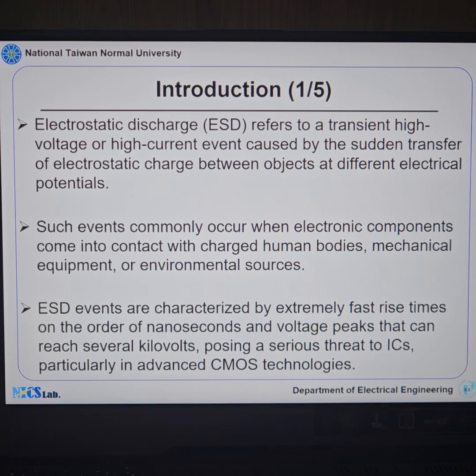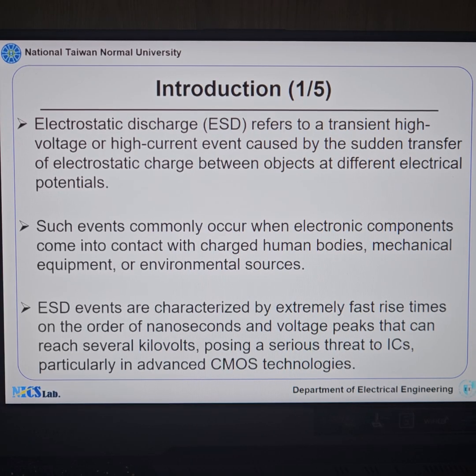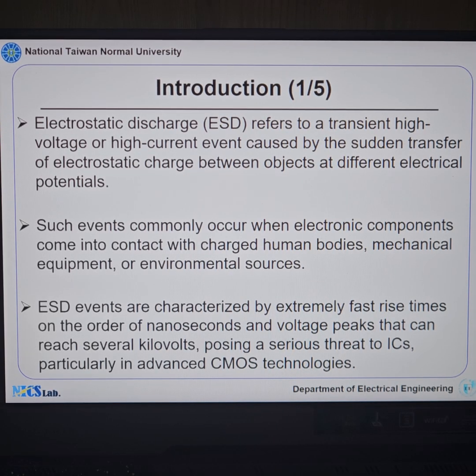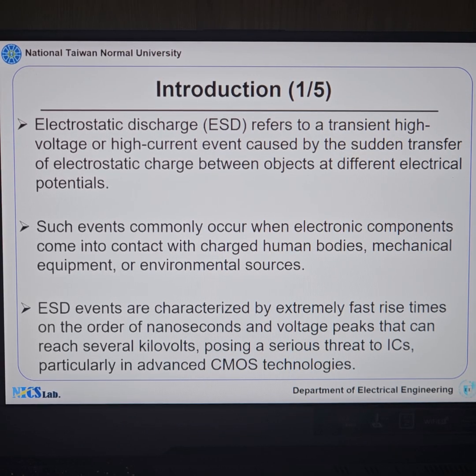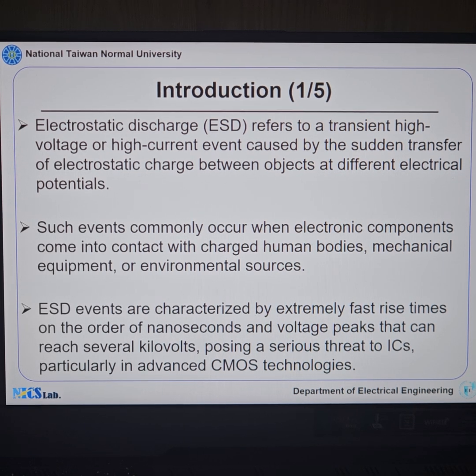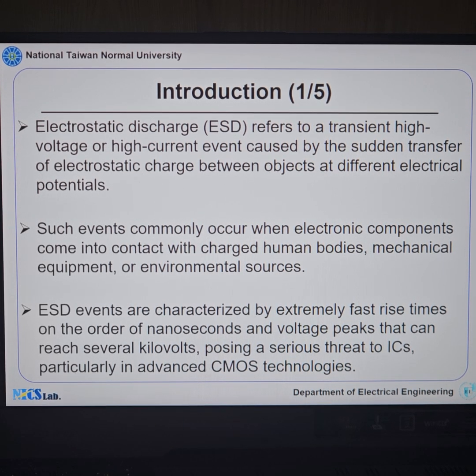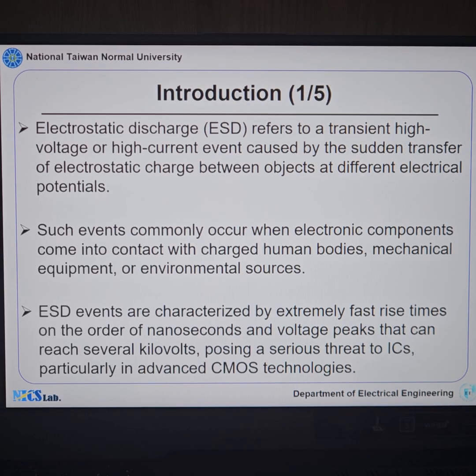Electrostatic discharge (ESD) refers to a transient high voltage or high current event caused by the sudden transfer of electrostatic charge between objects at different electrical potentials. Such events commonly occur when electronic components come into contact with charged human bodies, mechanical equipment, or environmental sources. ESD events are characterized by extremely fast rise times on the order of nanoseconds and voltage peaks that can reach several kilovolts, posing a serious threat to ICs, particularly in advanced CMOS technologies.